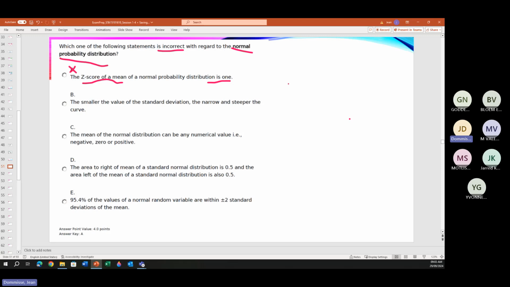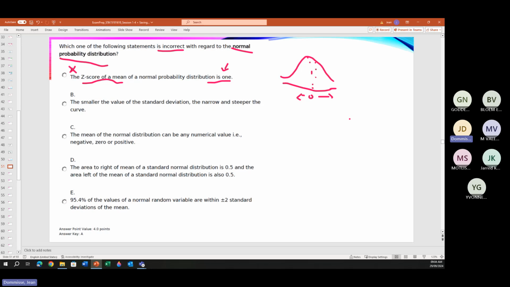Remember, the z is normally anything from 0 up, 0 down. So z doesn't always need to be distributed as 1. The mean and the standard deviation, on the other hand, will be something different, but that is definitely the wrong one. The smaller the value of a standard deviation, the narrower and steeper the curve.